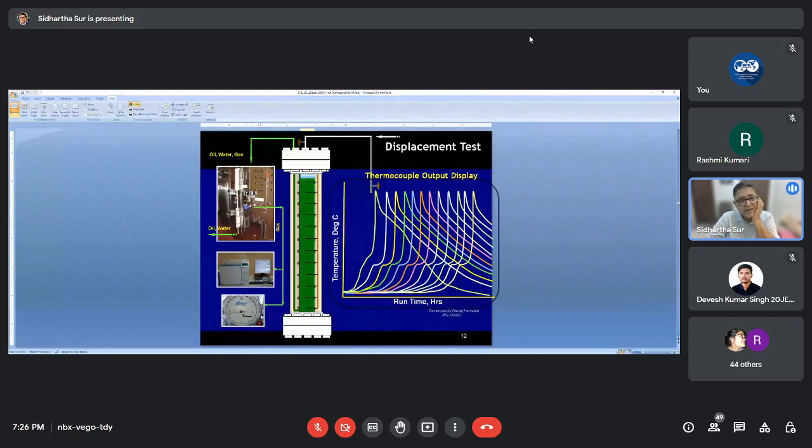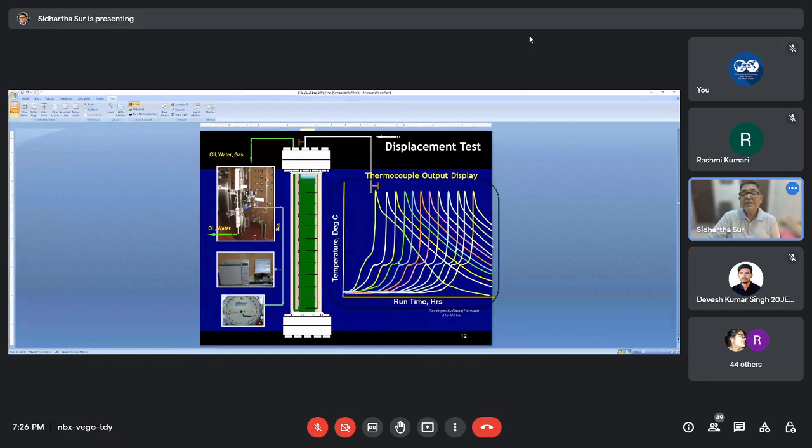So here you have an air injection system, a production system, the gas composition through the chromatograph, and a flow meter. And here is the temperature display. You can calculate from here the velocity of the front moving down. You can see the stability of the front.